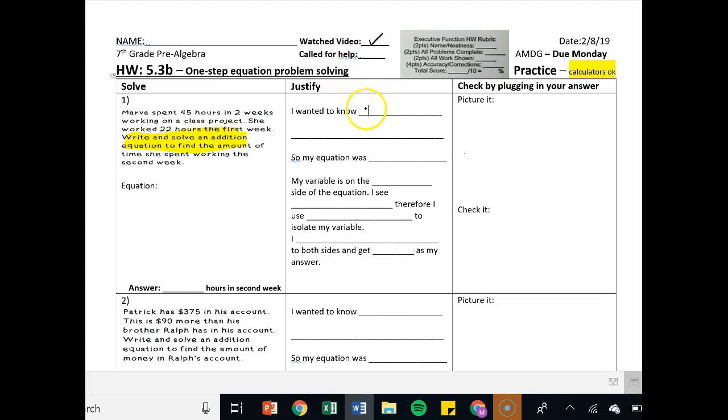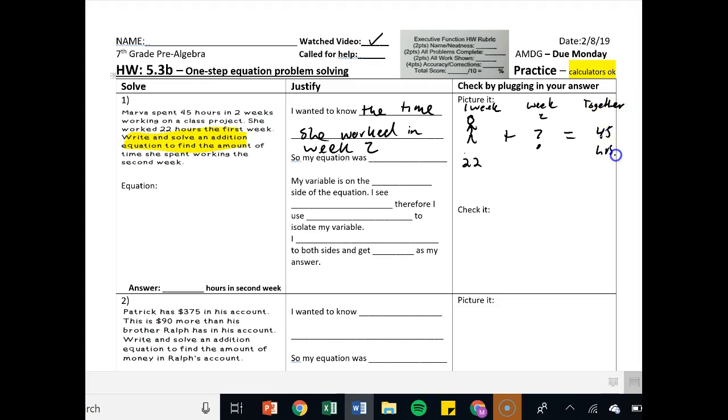The time she worked in week 2. Picture, you could just say, hey, here's Marva. I have no idea what she's working on, but week 1, she works 22 hours plus week 2. She works, I don't know how many hours, but then together she works 45 hours, right?